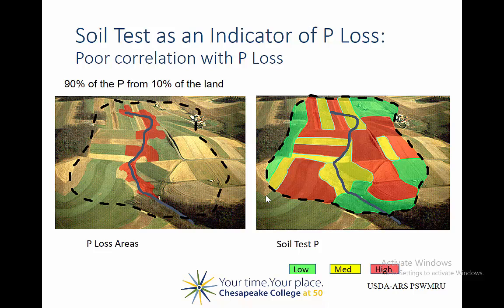Some of them are only in the medium category. And then you've got this oven mitt looking field over here that's scoring high, but not contributing anything to the phosphorus that's being lost from that watershed. So now, is it fair, is it right to tell the person who manages this field that they can't apply any phosphorus to that field?